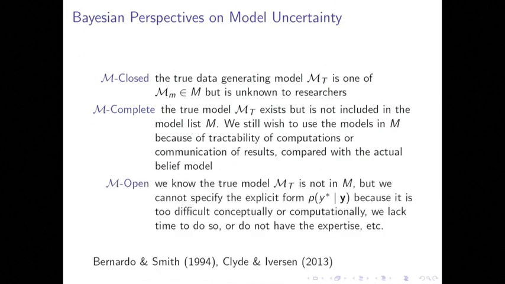Now, the M-open is probably the more realistic setting. We know the true model is not in M, but we can't actually specify the explicit form of it because it's too difficult conceptually. We can't specify all of the interactions or components that go into it. We may lack the time to do it. We may need to have a solution rather quickly, or we do not have the expertise. Often, even computer models, while they may be very sophisticated, may not be able to capture all of reality, and yet we would still like to be able to use them.